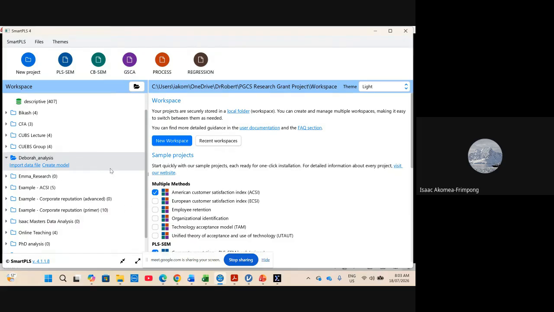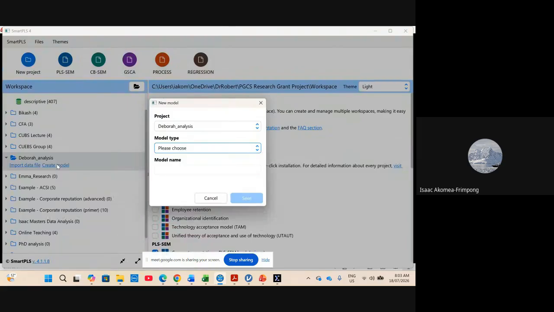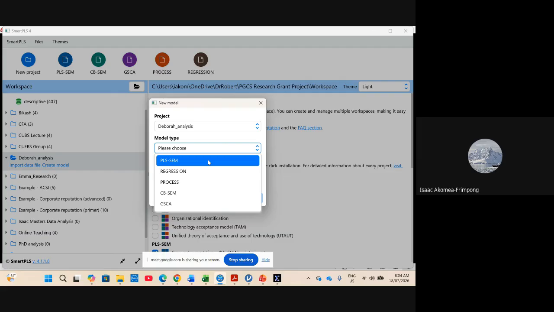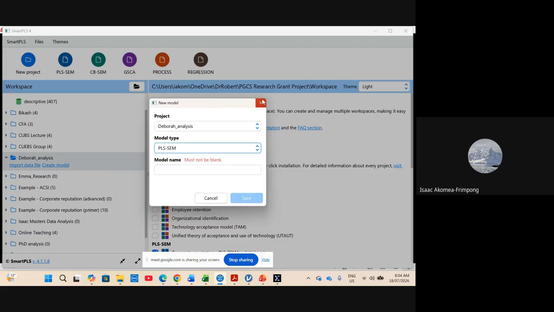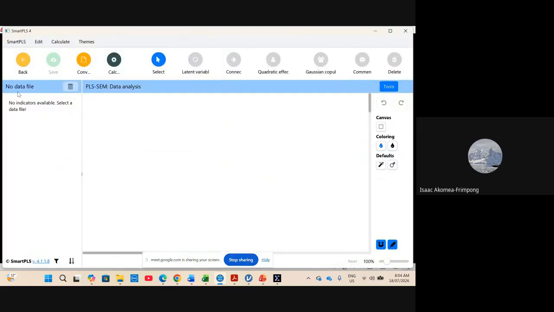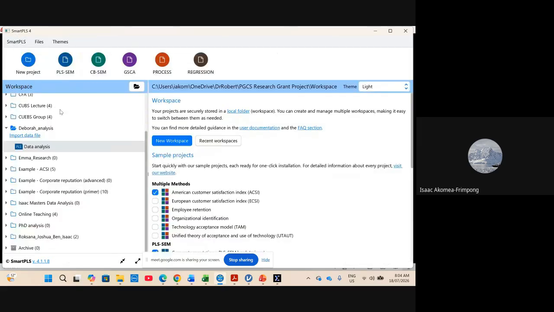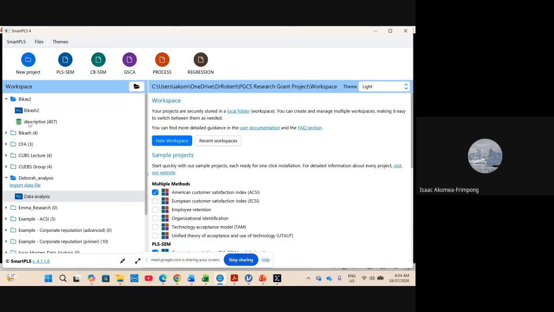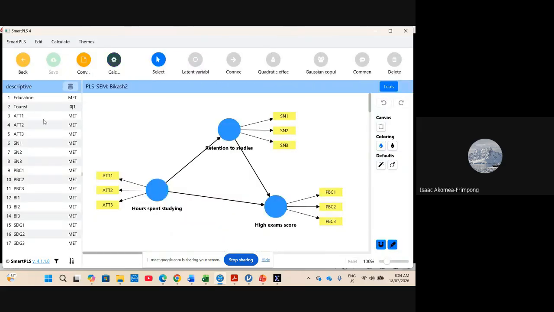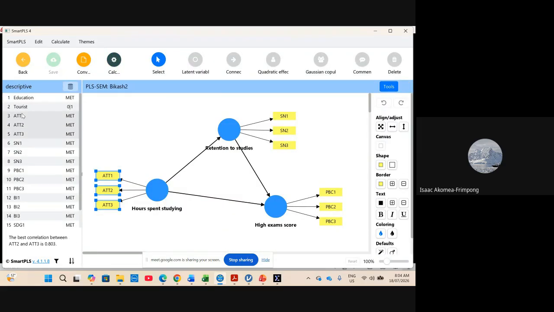Once the data is imported, you can go ahead to create the model, whatever model that you want to create. In this case, don't forget we are using the PLS-SEM, so you have to check on PLS-SEM. Here, there's no data, so this thing will not work. Once you open that, then the whole thing will start. But if I have data just like this one, you just now you start.